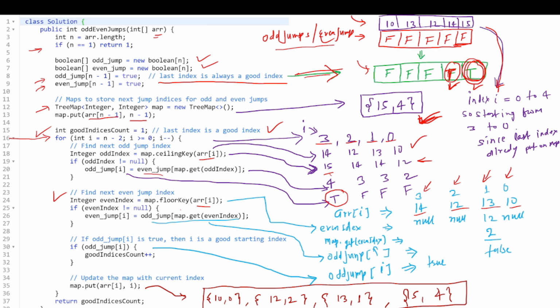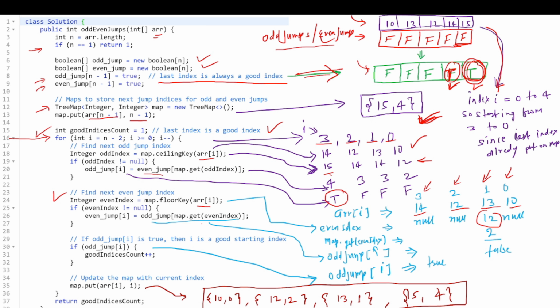Now we have to find the floor key. When we do map.floorKey at these elements, you will get the even index. So what will the even index become? If you check in the map.floorKey, you will get only the value 12 here, and the rest is null initially. So at index 3 you don't have an element, and for 2, 1, 0 we will have only one element, 12. So we get the even number only one time.